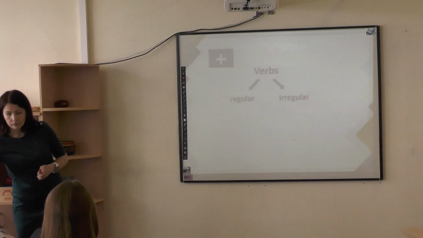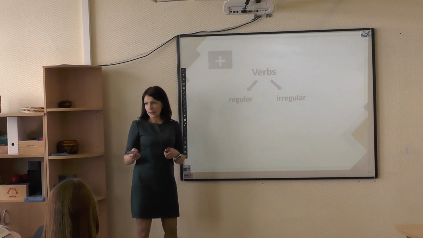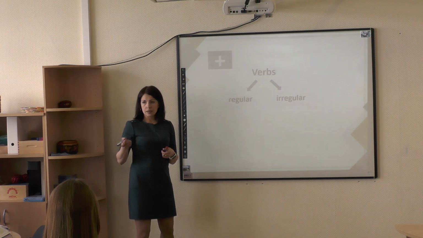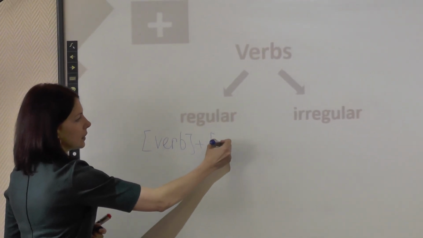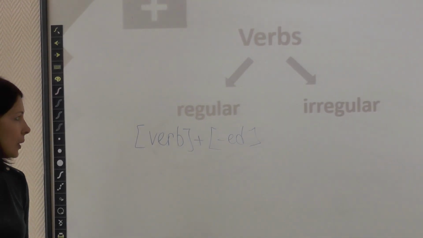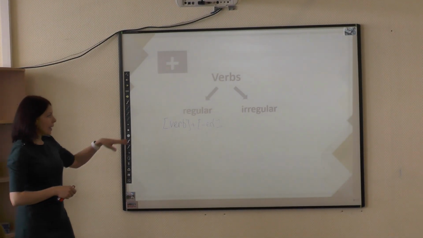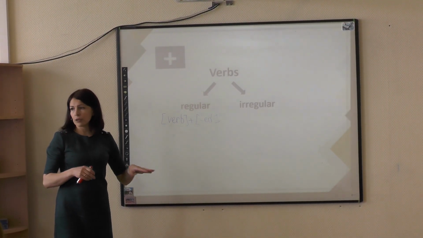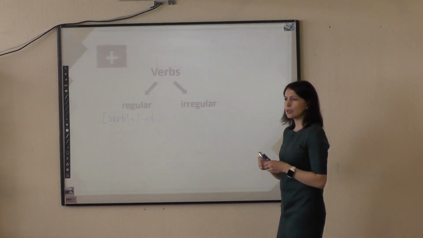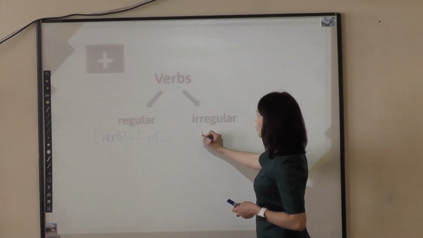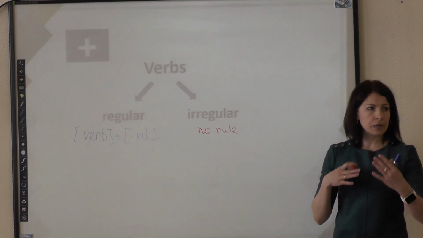So in past simple tense, for positive sentences, for regular verbs, we use the ending, do you know the ending, ed? Yes, ending ed. So right here, we use verb plus ending ed. It means that we change this verb, we add an ending. And what about irregular verbs? Second form. Yes, we use the second form of these verbs. Irregular verbs don't have any rules. It means that all irregular verbs have their own forms.